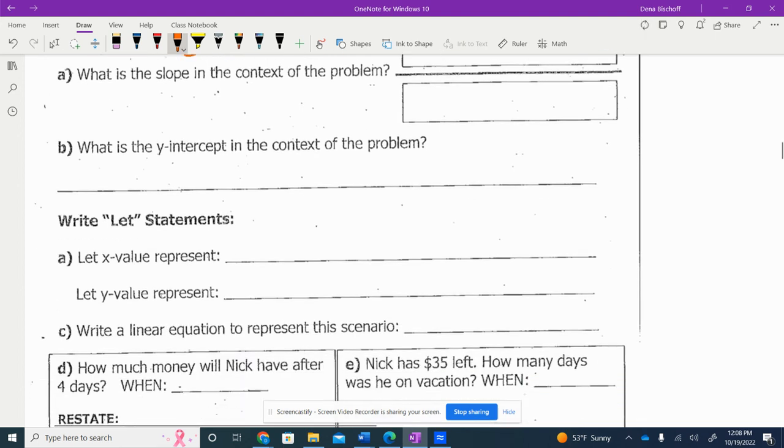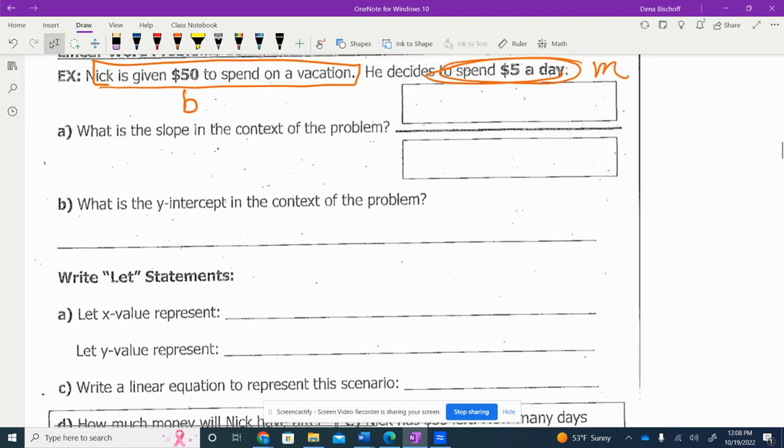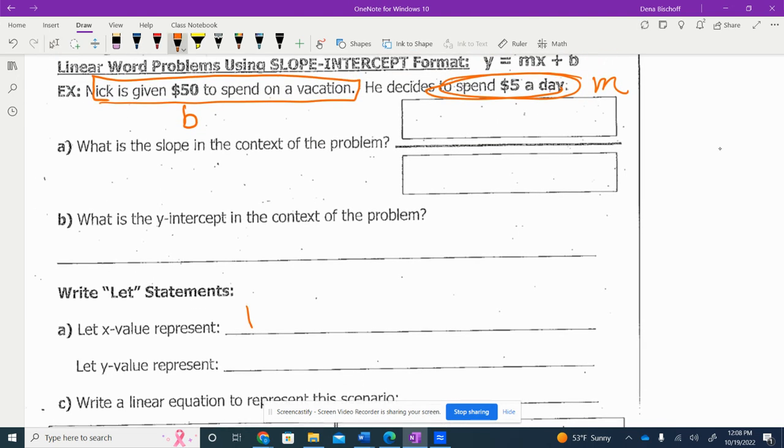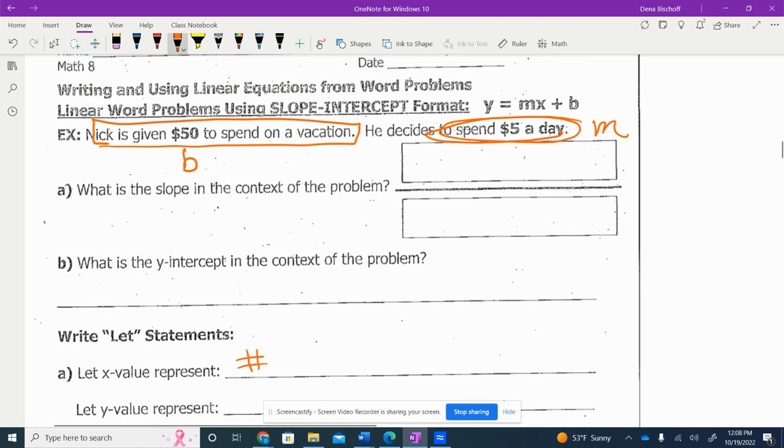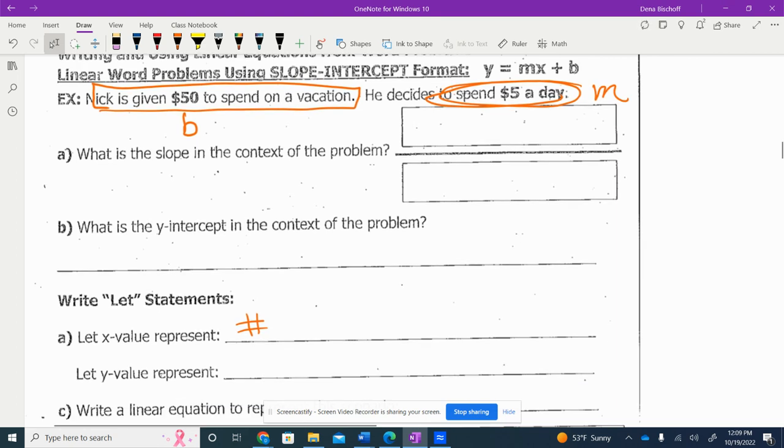So I'm just going to jump right down to the let statements. What does x represent? It's the word attached to the slope. How much money is he spending? $5. How much per what? A day. So we're going to let x equal the number of days. X is the number of days. Y is the total amount of money.